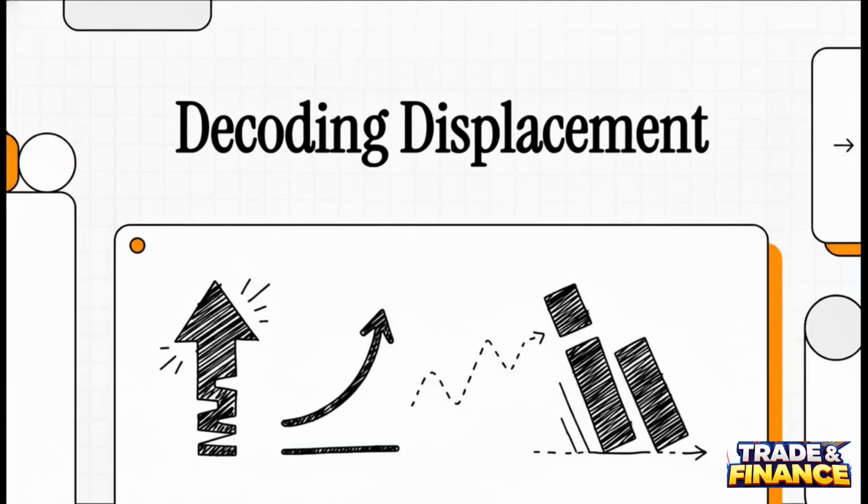All right, let's jump right into this explainer and systematically upgrade how you read institutional market structure. Today, we're taking you from a basic beginner's understanding of momentum all the way to a highly professional, systematic approach to trading. We are going to completely decode the concept of displacement.